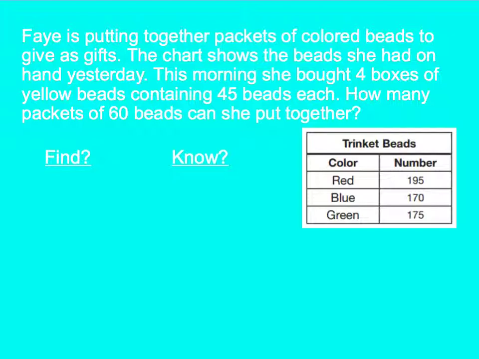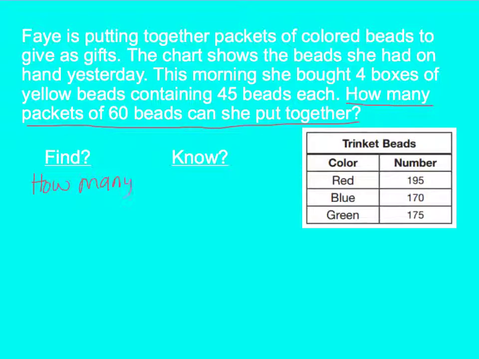So we want to first think about what we need to find. What is the problem asking us to find? And then we need to think about what we already know. That's going to help us solve the question. So we need to figure out what we need to find. We need to look at this last question here, the question it kind of leaves us with. It asks us how many packets of 60 beads can be put together. So that's what we're trying to find at the very end.